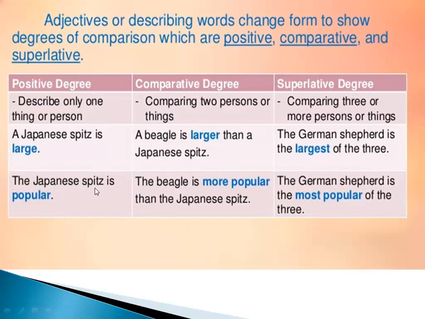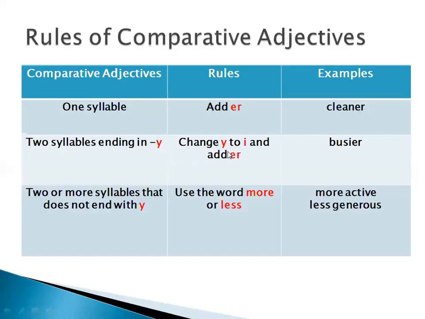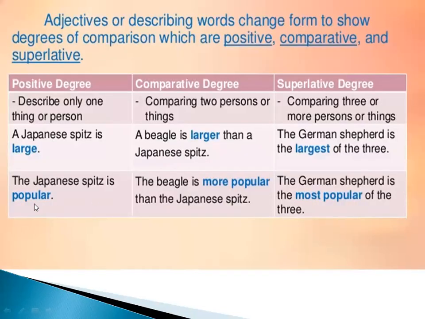The Japanese Spitz is popular. We are having three syllables here. Okay, so we will use more with the comparative. The beagle is more popular than the Japanese Spitz, and the German Shepherd is the most popular of the three. One syllable, you have to use est. If you are having two syllables ending with y, then y will be replaced with i and er will be added. And if you are having three syllables and it is not ending with y, then you will use more, less, or most.